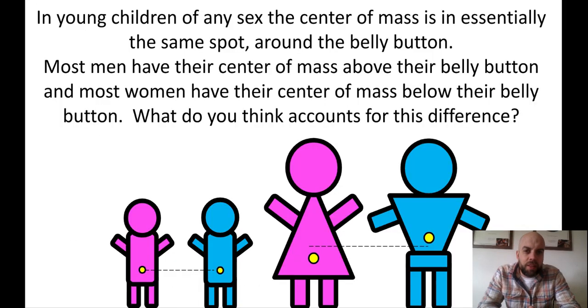And a lot of times there is a difference based upon the kind of biology that's going on inside of your body. Little children have centers of mass around their belly button because little children kind of look like little cylinders. But in the presence of estrogen or testosterone, hips can widen or shoulders can widen. And that causes the center of mass of different people to shift. And a lot of times that can explain what's happening in the center of mass challenge.